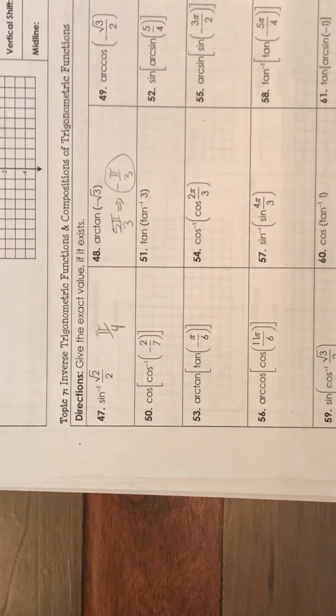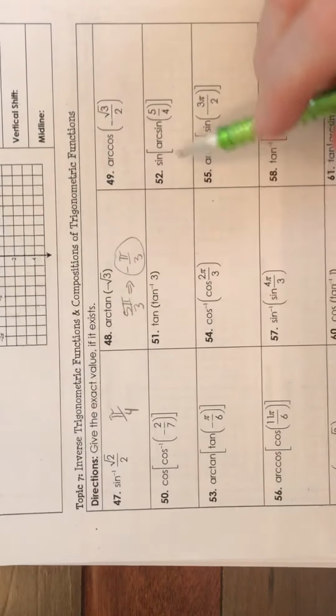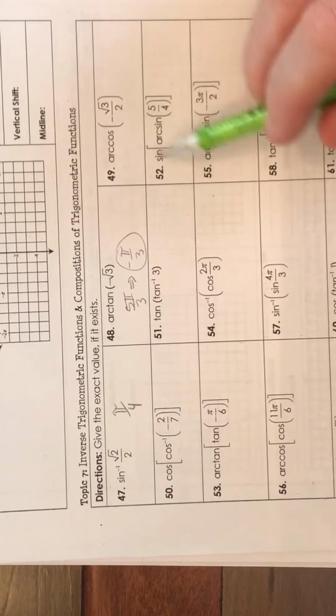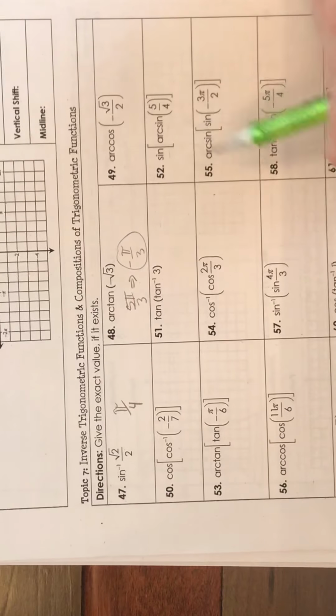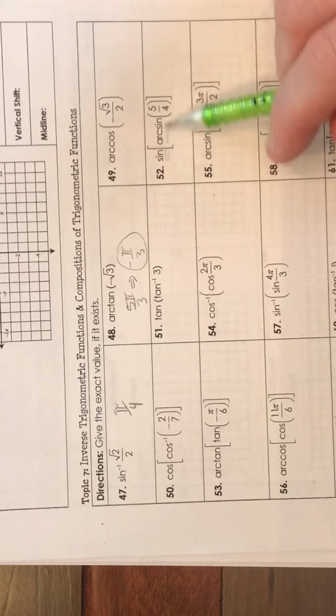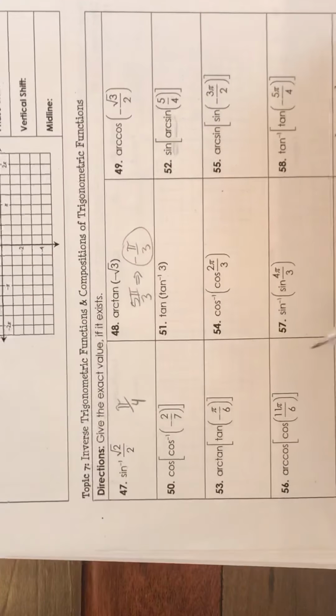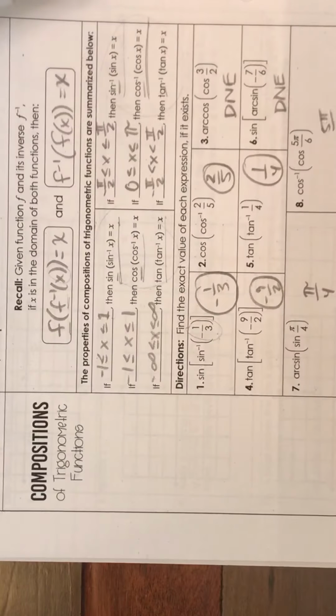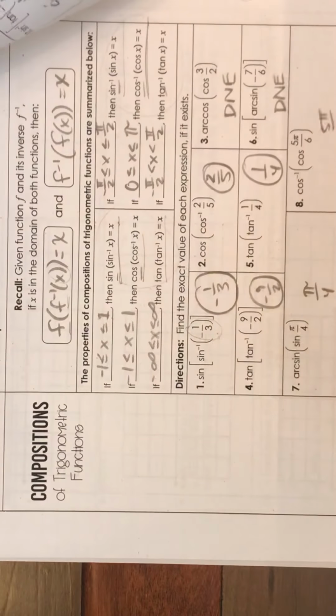Okay, so now let's check out one of these where we have a composition, let's check out 52. We have sine of the arc sine of 5 over 4. So this one's a composition, right? But what you'll notice is we have sine and its inverse in the same expression. So this is one of those where you'd actually flip back to page 22 and look for that same scenario in our little chart here.